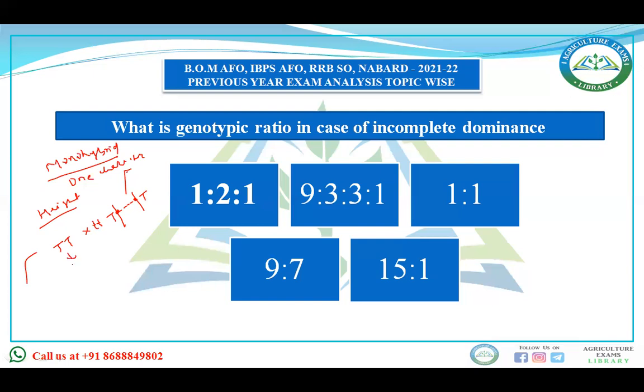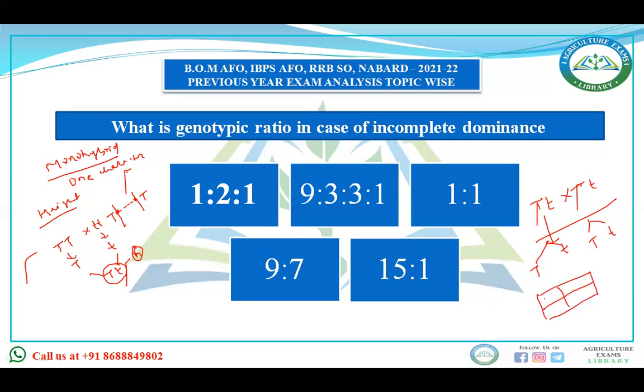Pure tall will give capital T as a gamete and pure dwarf will give small t as a gamete. When you cross this, you will get capital T, small t in the F1 generation. Now when you cross capital T, small t with capital T, small t, two types of gamete are formed on this side, capital T and small t, and similar gametes on the other side. Now when you cross, you get capital T capital T, capital T small t, again capital T small t, and small t small t.